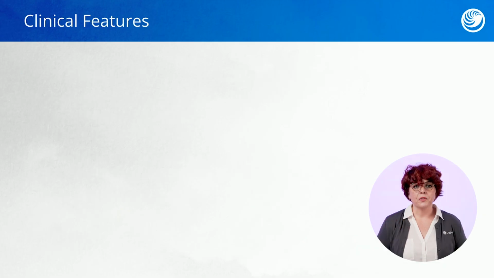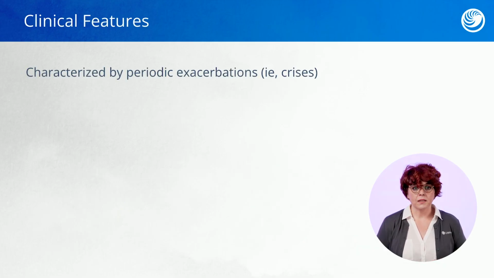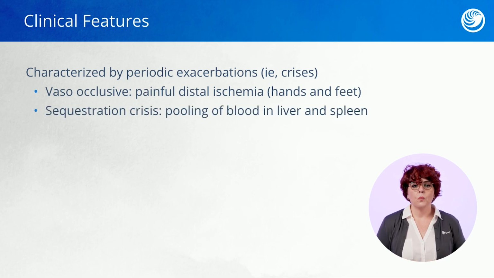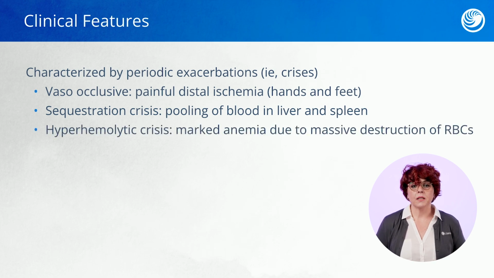What are clinical features of a patient in a sickle cell crisis? We can have a vaso-occlusive crisis, meaning painful distal ischemia. Think about tiny little clots, hands and feet. We can see a sequestration crisis, so I'm thinking pooling of the blood in the liver and spleen, causing those organs to actually infarct. I can see a hyperhemolytic crisis, so marked anemia due to that massive destruction of RBCs.